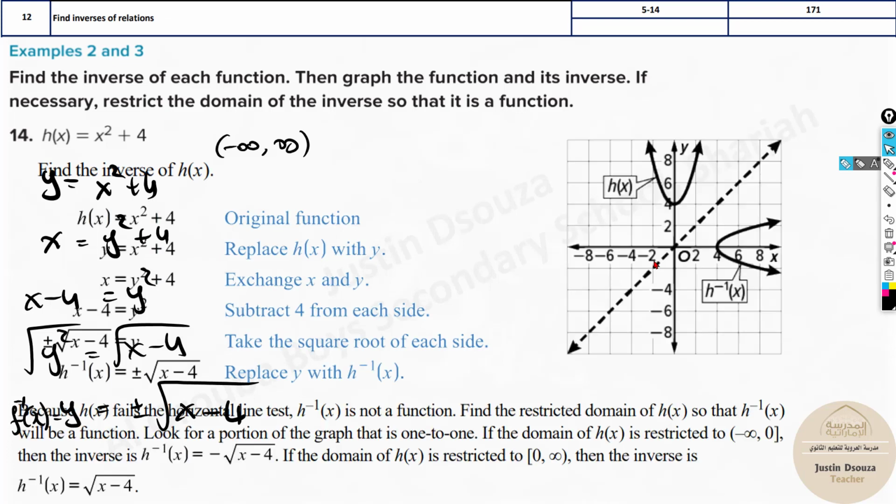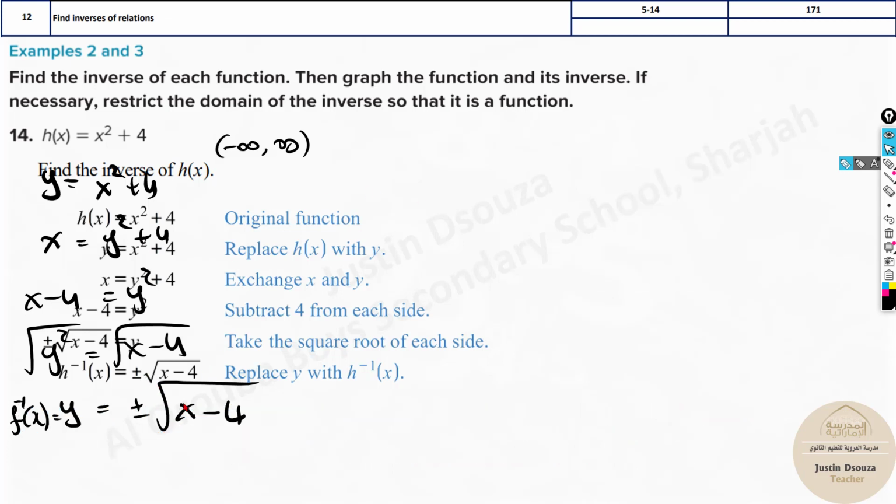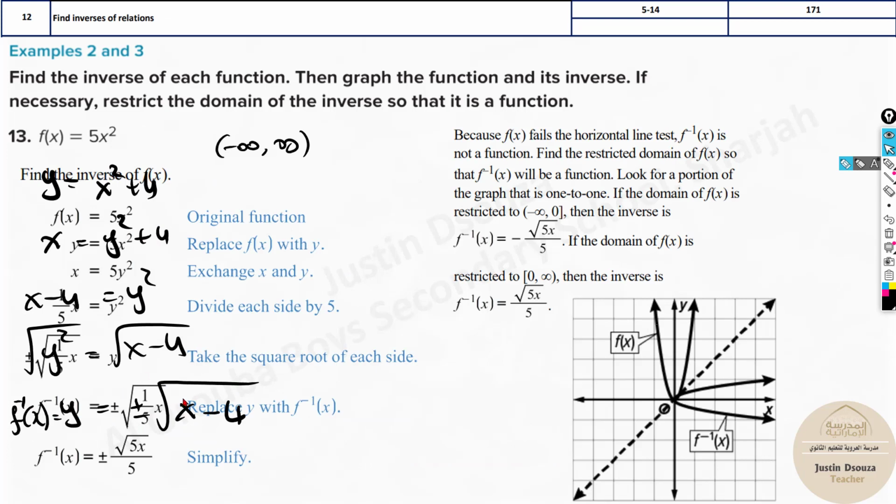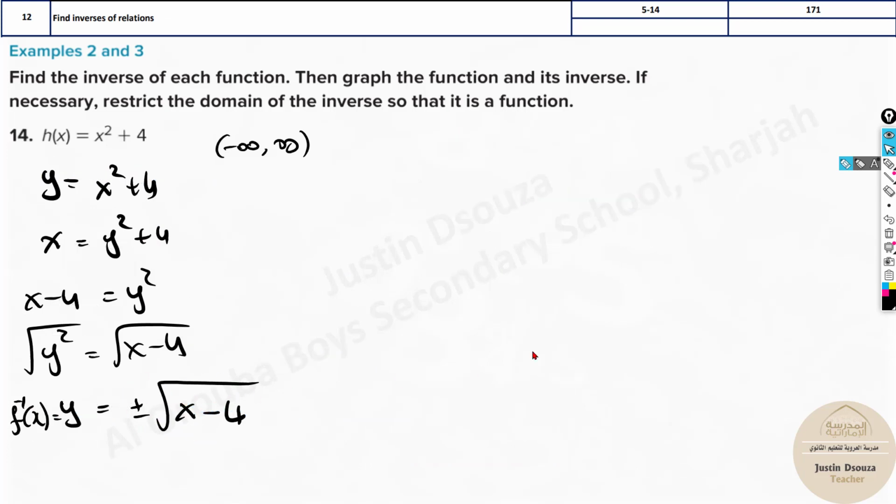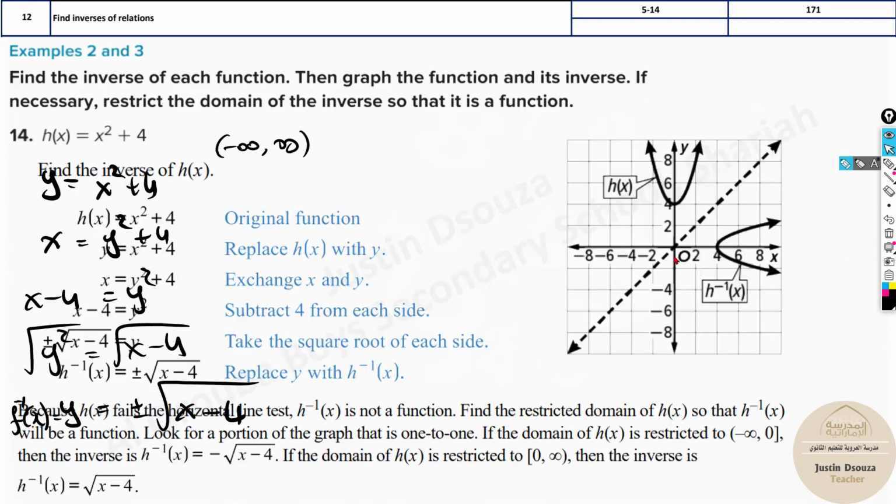Let's look at the graph over here. Now, what is the range? From 0 to infinity. When it's plus or minus, if I take the positive quantity, it will be above. If it's minus, it will come below. This is about restricting the domain. I hope this is clear. It's about restricting, that's it.